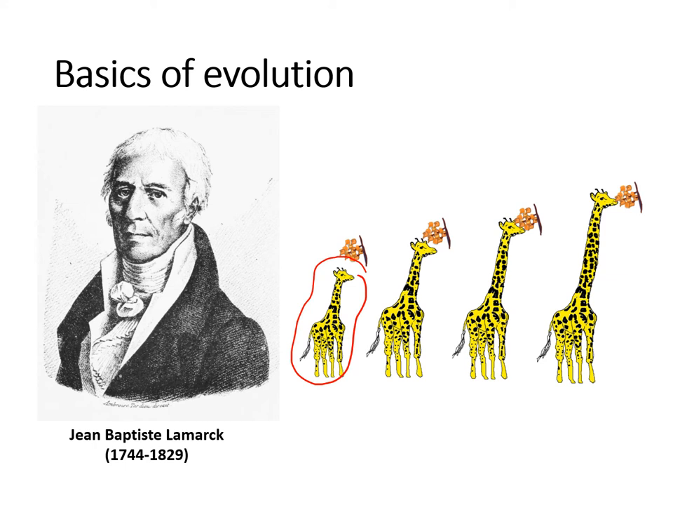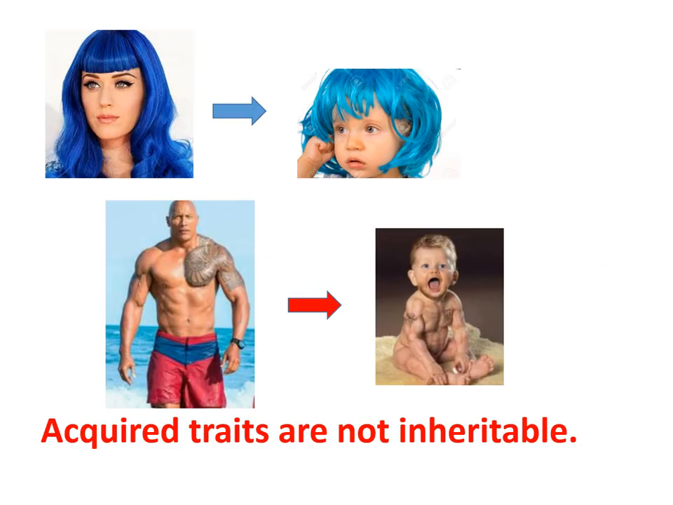But there was a major flaw in this theory, and that is that acquired traits are not inheritable. Acquired traits are traits that you gain throughout your lifetime. For example, if you dye your hair blue, your babies are not going to be born with blue hair, right? And if you work out a lot and you are very muscular and strong, your baby's not going to be born with the same physique as you. That's why Lamarck's theory of evolution was not correct. Even if the giraffe did stretch their necks, it doesn't matter because it won't be passed on to the next generation. Acquired traits cannot be passed on.